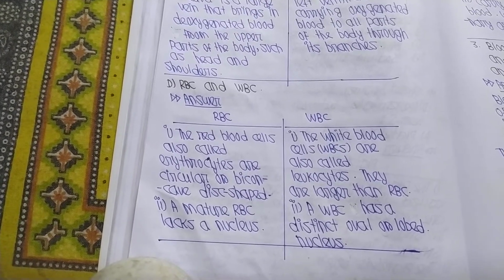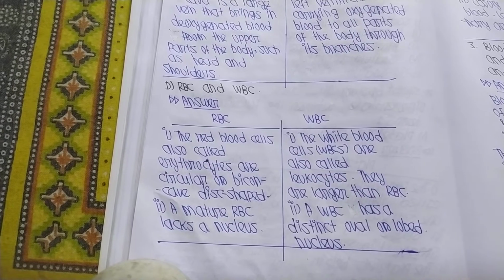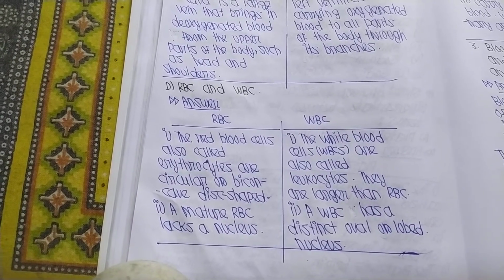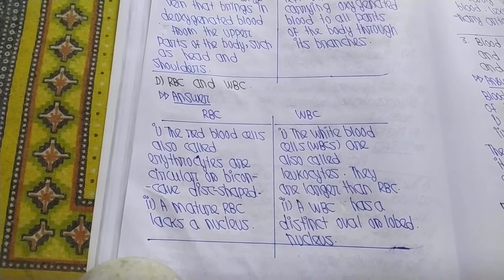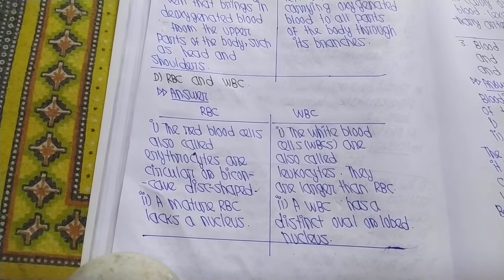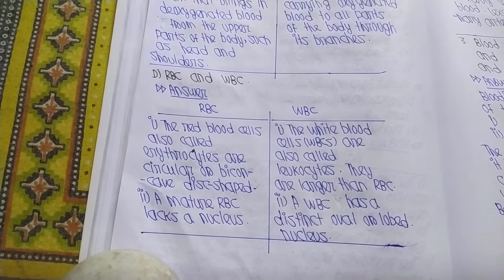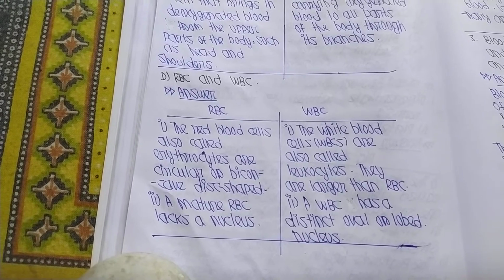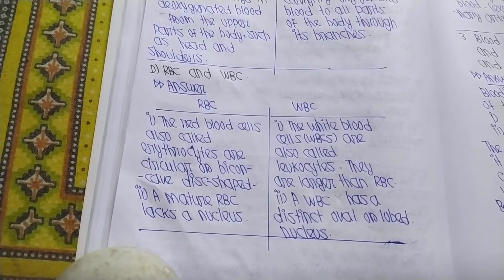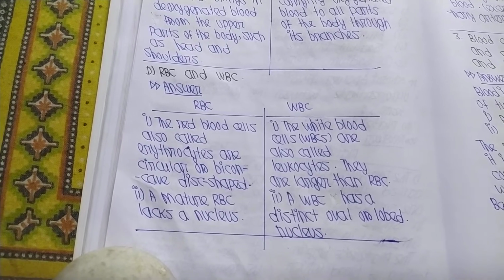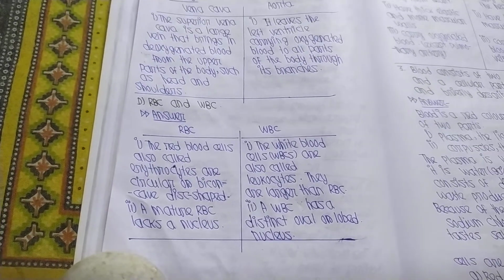Answer, RBC. Number 1. The red blood cells, also called erythrocytes, are circular or biconcave, disc shaped. WBC. Number 1. The white blood cells, WBCs, are also called leukocytes. They are larger than RBC. RBC. Number 2. A mature RBC lacks a nucleus. WBC. Number 2. A WBC has a distinct oval or lobed nucleus. Come to the next page.